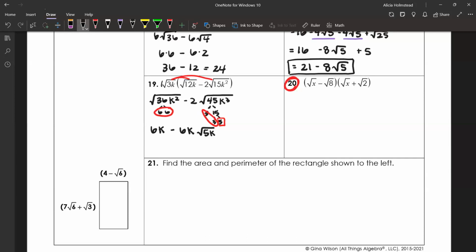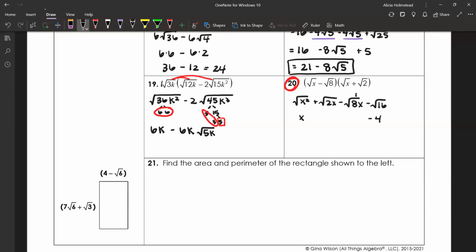Okay, when you FOIL this, you would get the square root of x squared plus the square root of 2x minus the square root of 8x minus the square root of 16. We would have to simplify those. The square root of x squared is going to be x. The square root of 16 is going to be 4.